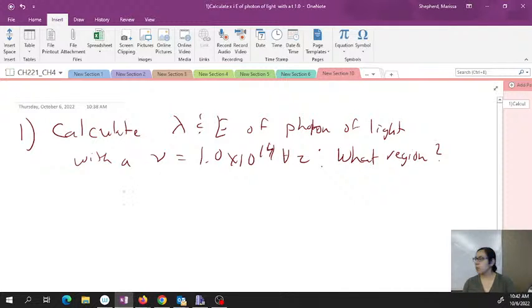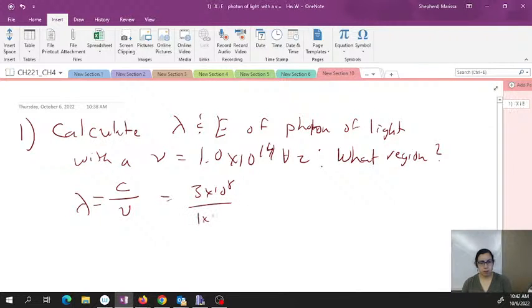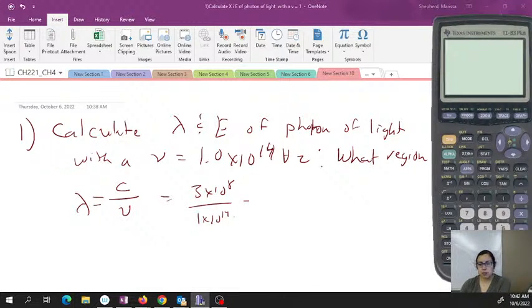So did we get an answer for this one already? Walk me through it. What do we need to plug in to calculate wavelength? The speed of light divided by the frequency. Excellent. The speed of light is just a constant, divided by our frequency. And what do we get when we do that?